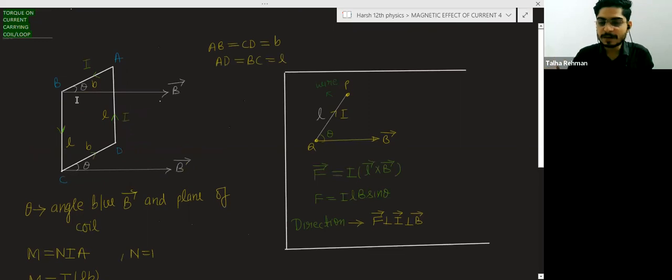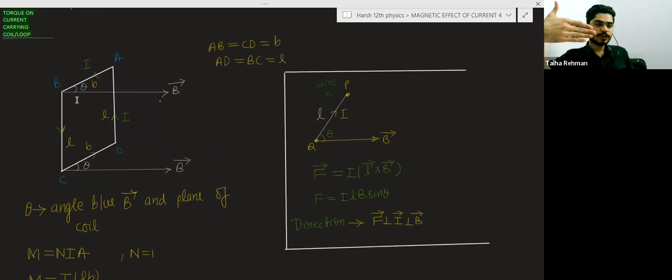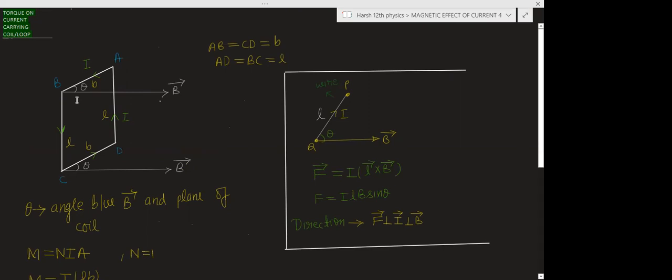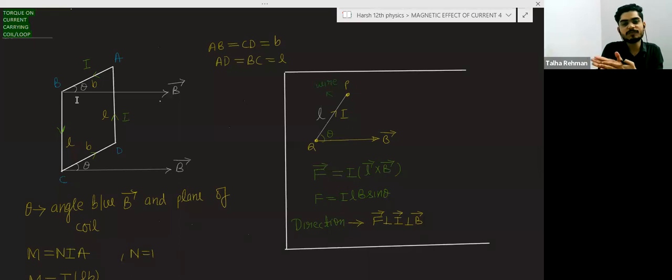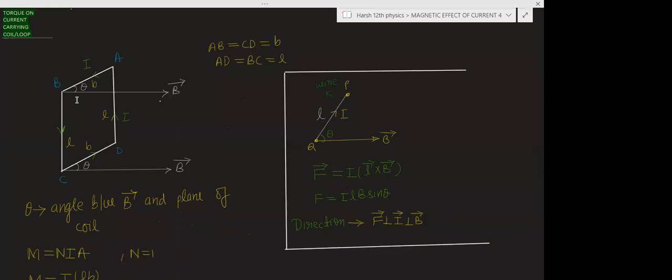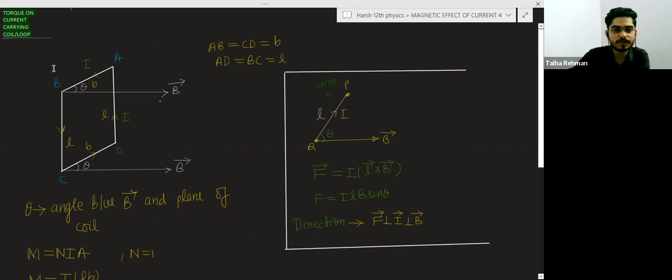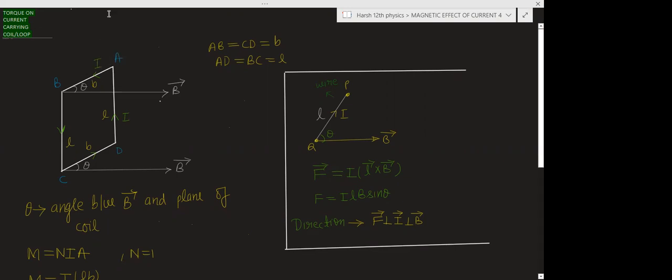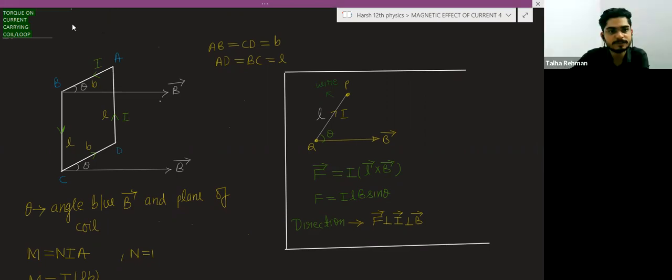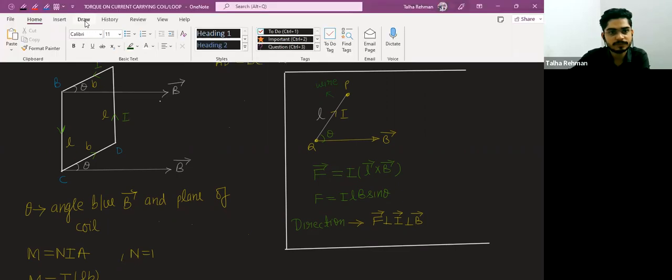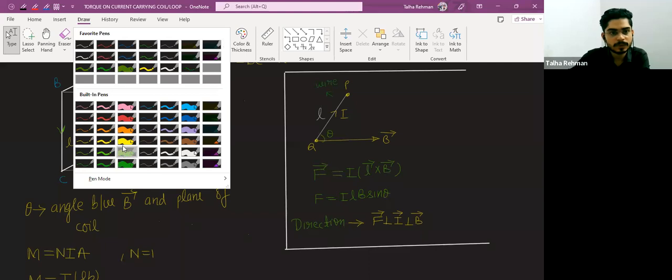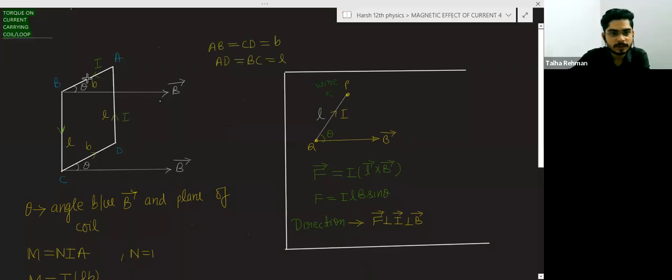So what we will do, we will just apply the right hand rule. Point your fingers towards the direction of the current and curl towards the magnetic field. Your magnetic field is along the x-axis. You will do like this. So your thumb will go in the upward direction. So the direction of the magnetic force is along the positive y-axis. So I am drawing here, the force is along the positive y-axis.